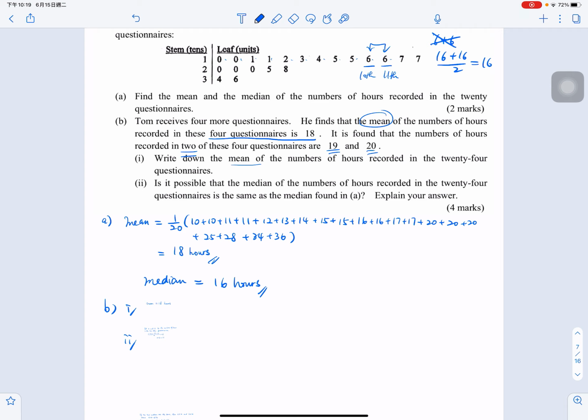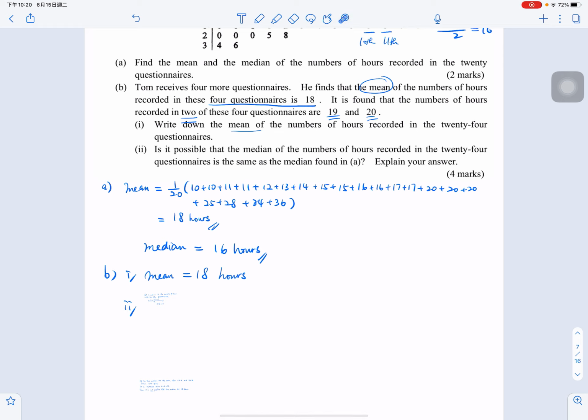Okay, because here the mean of the 4 new questionnaires is 18. Original is 18 too. That means no change in mean. So the mean is 18 hours, just the same.